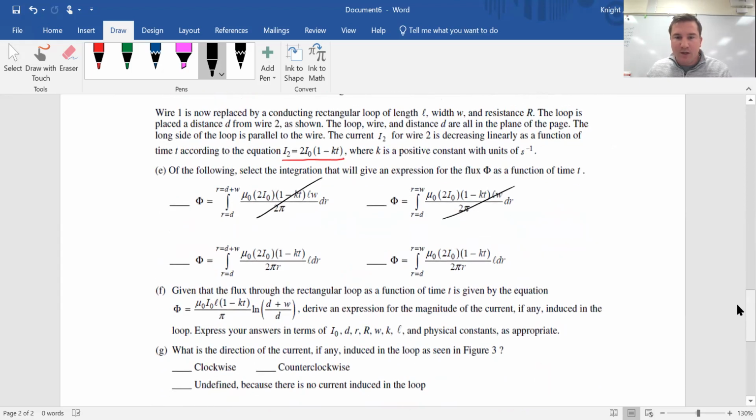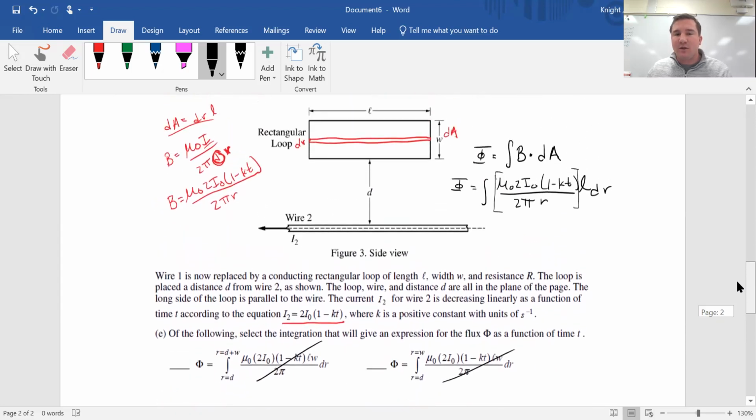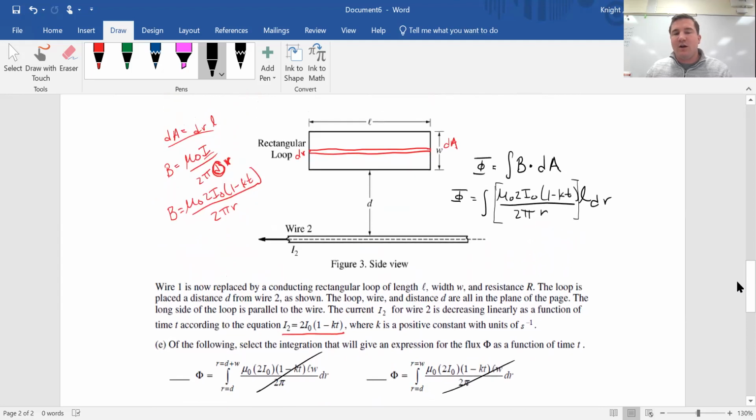Mu naught 2 I LDR. So it's either one of the bottom ones. We just have to determine what the integration is going to be. So our little sections of area are going to go from D up to here. This is D, this is D plus W.